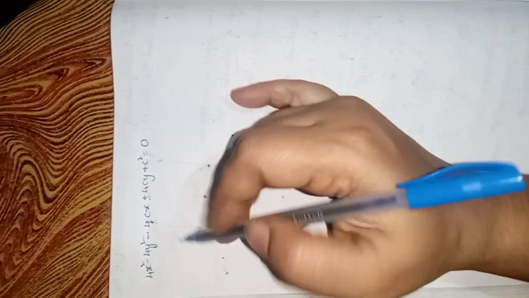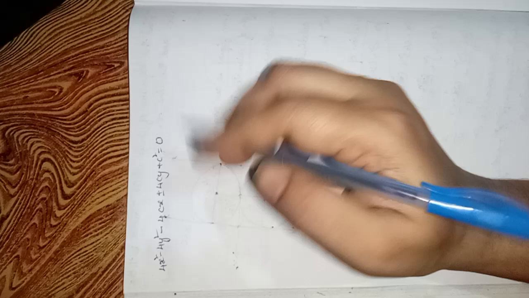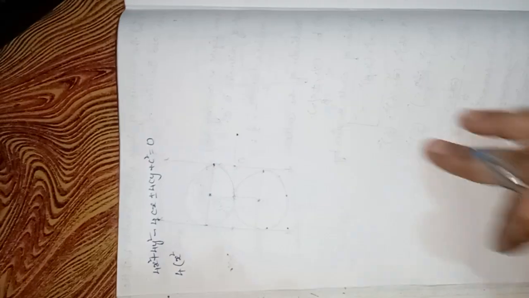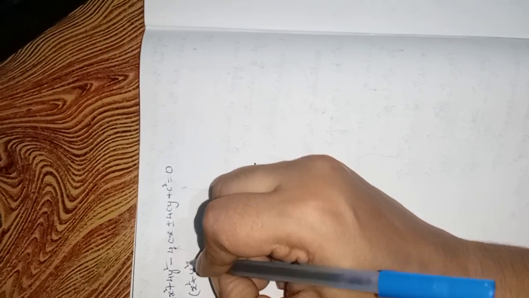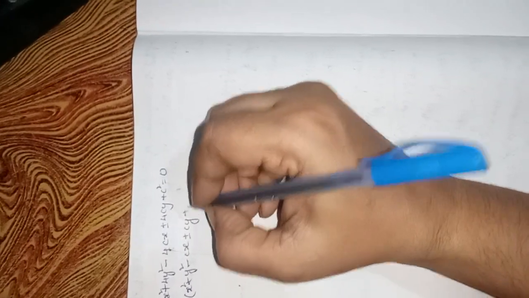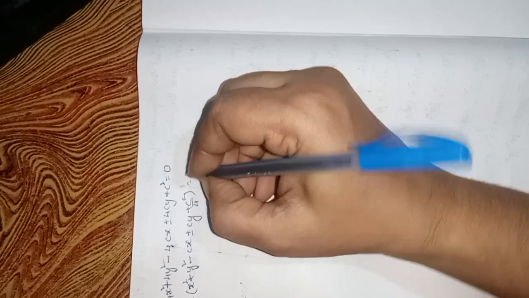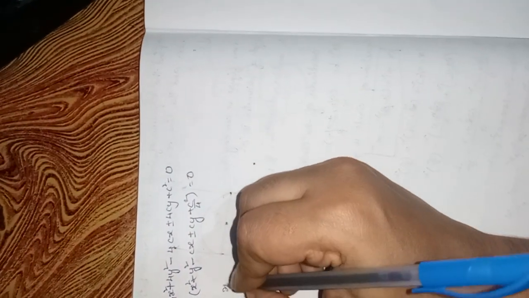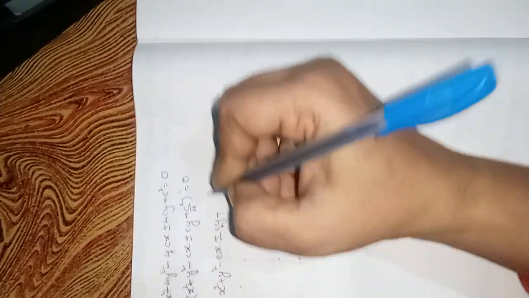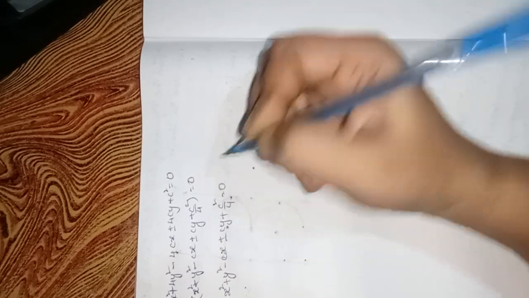Now let us take 4 common in all of this. So 4 into x square plus y square minus cx plus or minus cy plus c square by 4 equals 0, and dividing, the right side becomes 0 again. So x square plus y square minus cx plus or minus cy plus c square by 4 equals 0. This is the required circle equation.